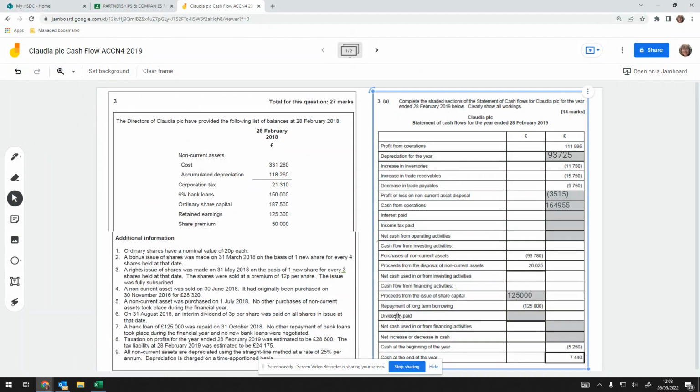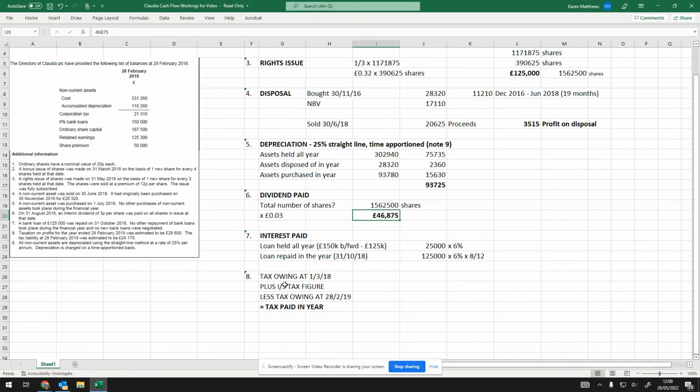We should find there's a spot for that. There we go, underneath the financing activities. And it's going to be a negative figure because it is an outflow of cash. Just trying to remember the amount. 46,875, I believe, is the figure there. So that's going to go in, as I said, as an outflow. That's the dividend sorted. Let's now think about the interest paid.